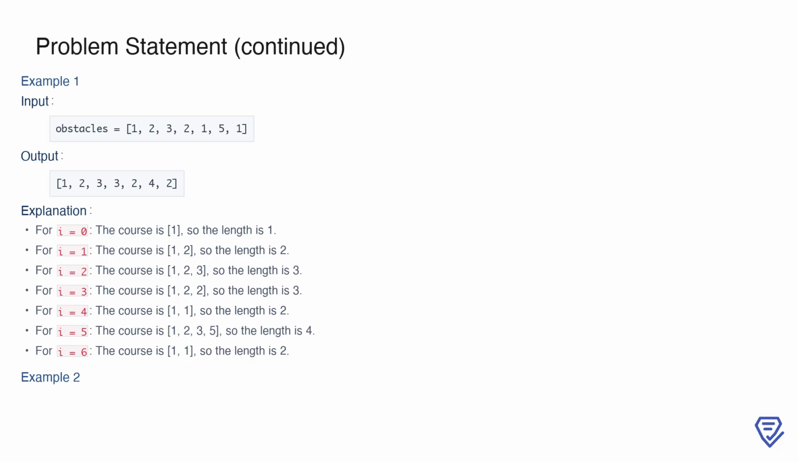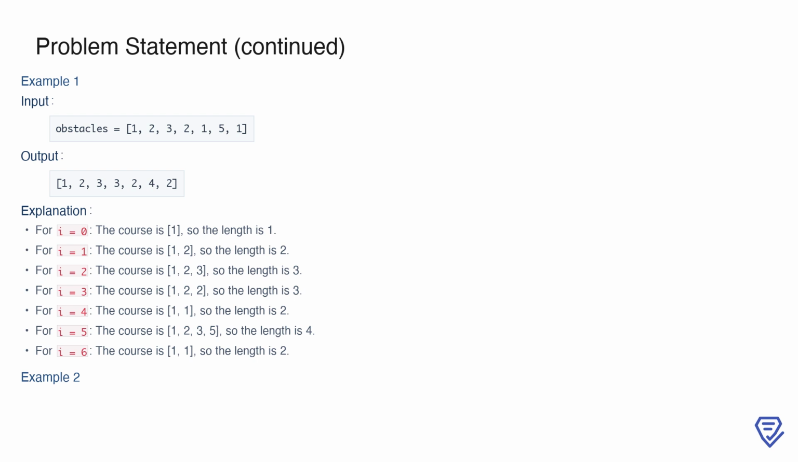If the input obstacles array is 1, 2, 3, 2, 1, 5, 1, the output is 1, 2, 3, 3, 2, 4, 2. Here's how the output is determined for each index. For i equals 0, the only course is 1, so the length is 1. For i equals 1, the sequence 1, 2 is the longest valid course, and its length is 2. For i equals 2, we extend the course to 1, 2, 3, making the length 3.